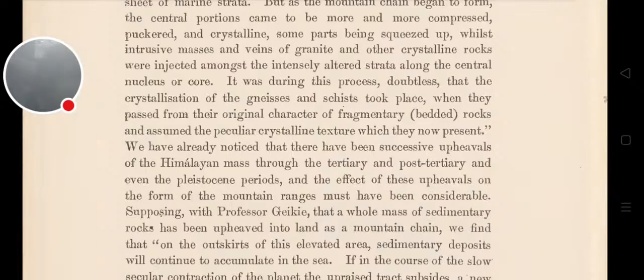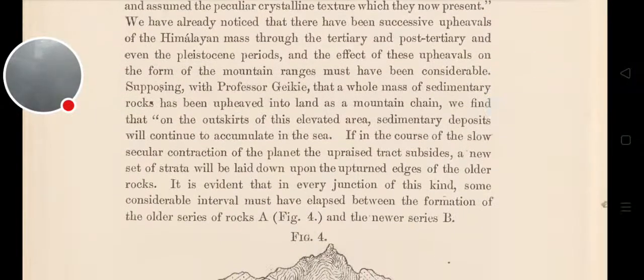It was during this process, doubtless, that the crystallization of the gneisses and schists took place when they passed from their original character of fragmentary bedded rocks and assumed the peculiar crystalline texture which they now present. We have already noticed that there have been successive upheavals of the Himalayan mass through the tertiary and post-tertiary and even the Pleistocene periods, and the effect of these upheavals on the form of the mountain ranges must have been considerable.